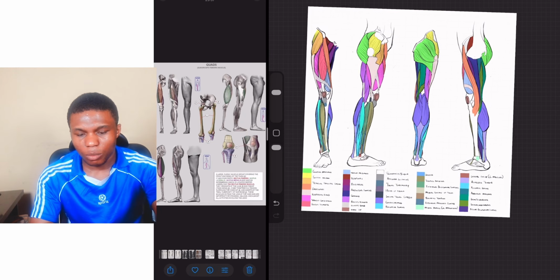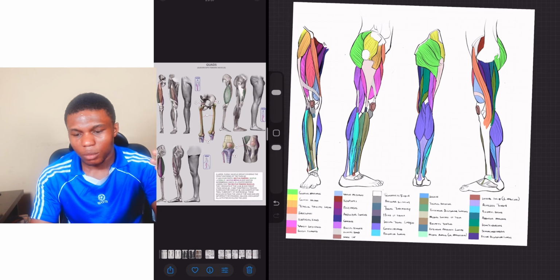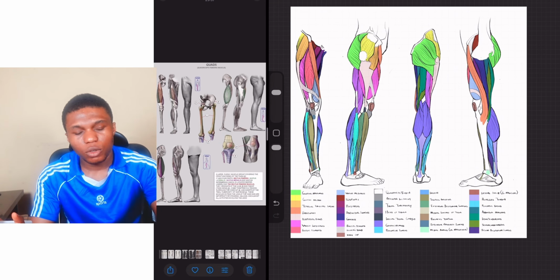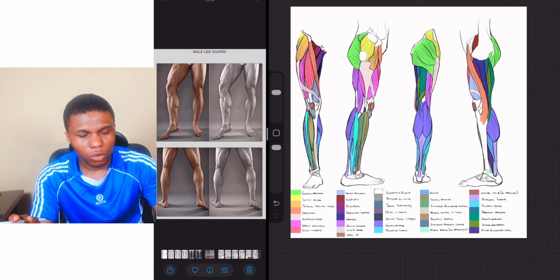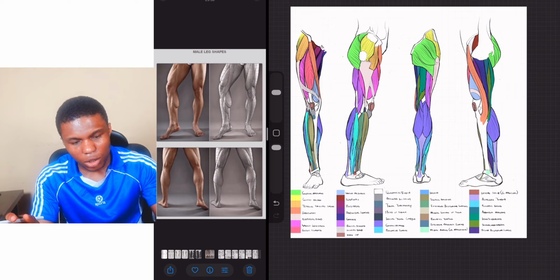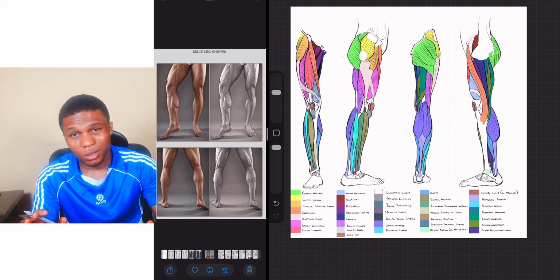Simply because you've done a breakdown of the muscle like this doesn't mean you should never ever use references. Use references whenever you're doing figure drawings. And in today's video, I'm just simply going to look at male leg shapes and female leg shapes. And the difference is pretty simple. Male legs are more muscular than female legs.